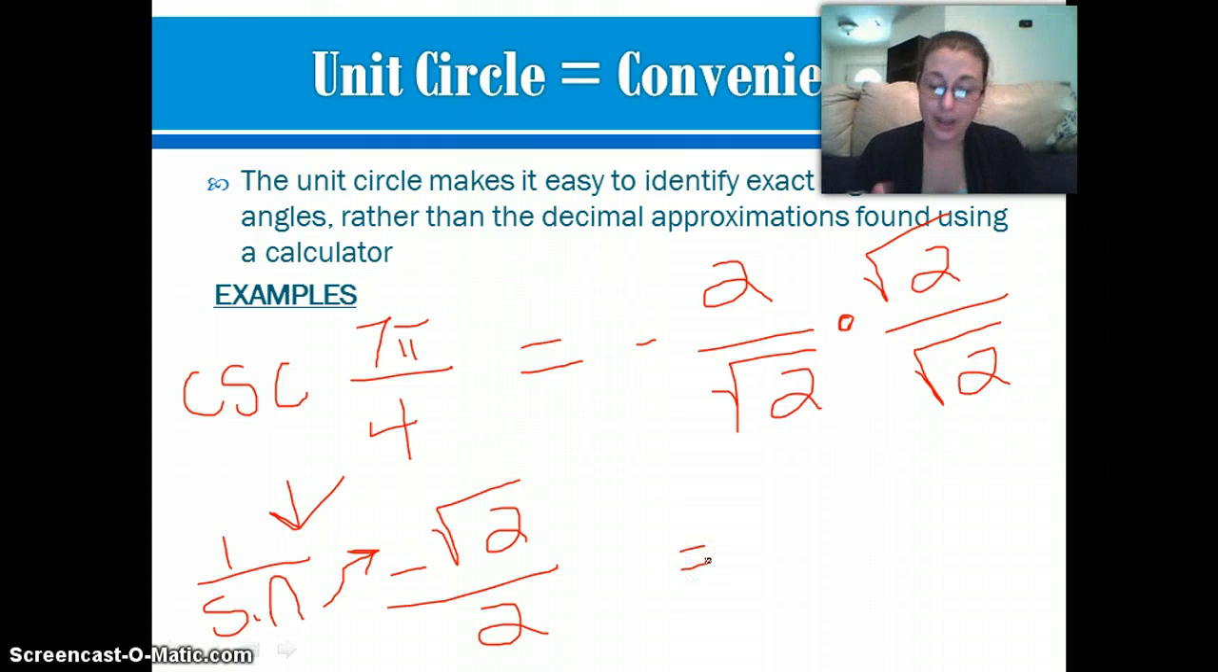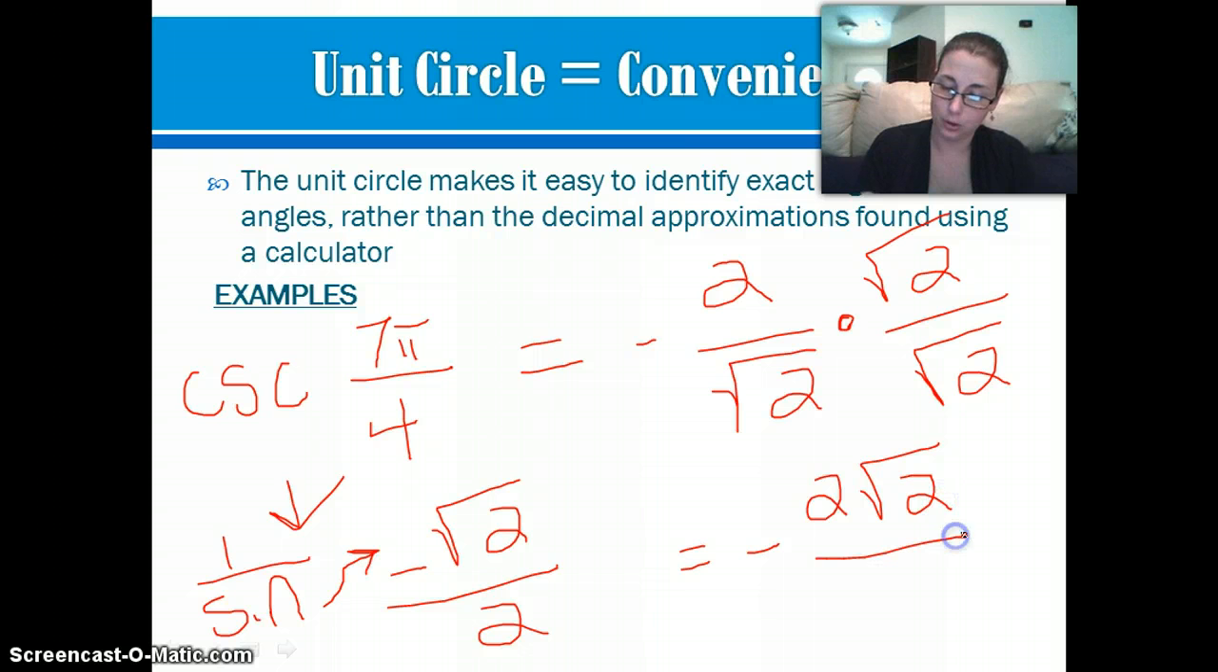So that would give me a final answer of negative 2 root 2 over 2. And I'm actually not finished quite yet because that answer can still be simplified. The 2 in the numerator and the 2 in the denominator can cancel out. And so that leaves me with a final answer of negative root 2.